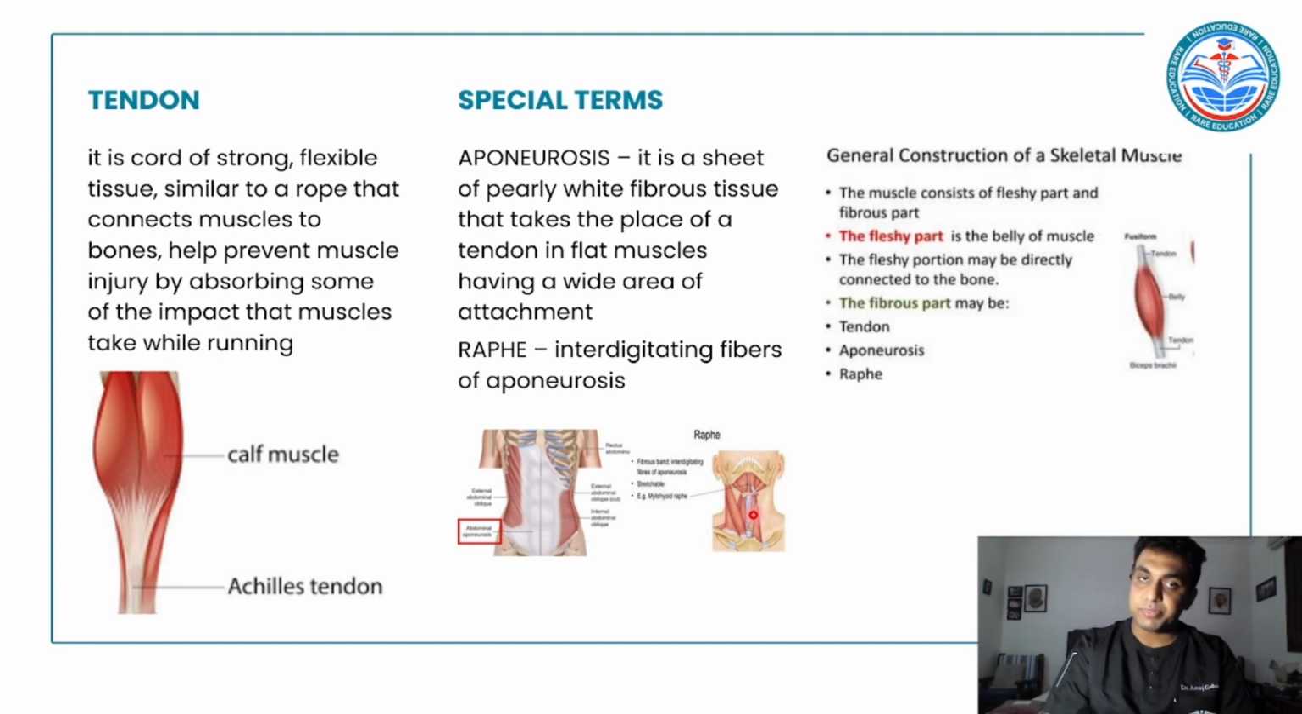So, you have to remember these are three different terms. Tendon is like a rope. Aponeurosis is in the flat muscles, whereas raphe is the interdigitating fibers of the aponeurosis. The most important example of raphe in your anatomy is the mylohyoid raphe that is present in your neck. Now, just to recap the muscles, you have to remember that a muscle has two parts, a fleshy part and a fibrous part. The fleshy part is always called the belly of the muscle. The fibrous part can be of three types. It can be a tendon, it can be an aponeurosis, or it can be a raphe. So always remember these three things.